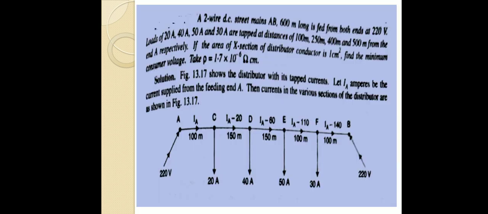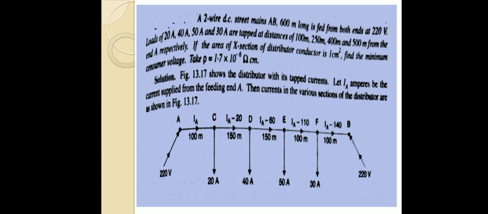Next one, a DC two-wire street main AB, 600 meters long, is fed from both ends at 220 volts. Loads of 20 amps, 40 amps, 50 amps and 30 amps are tapped at distances of 100 meters, 250 meters, 400 meters and 500 meters from the end A respectively. If the area of cross section of the distributor conductor is 1 centimeter square, find the minimum consumer voltage.